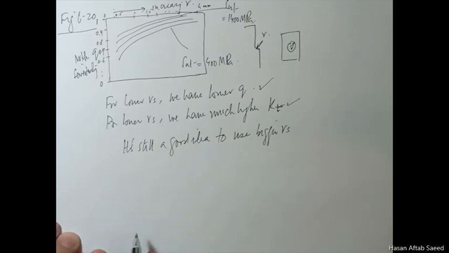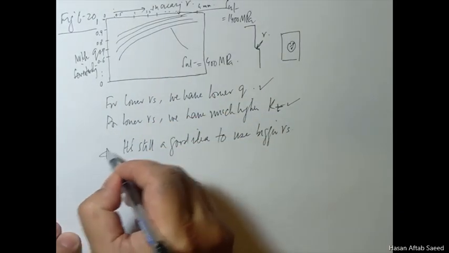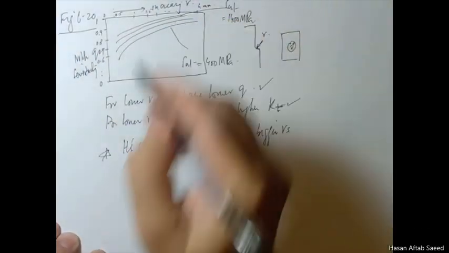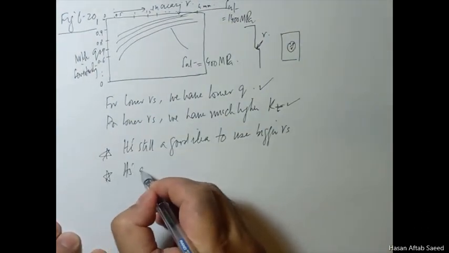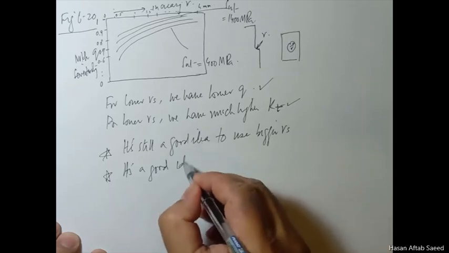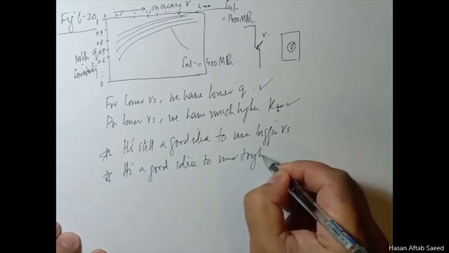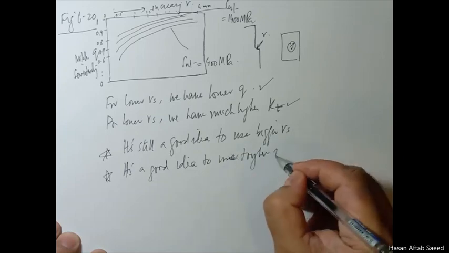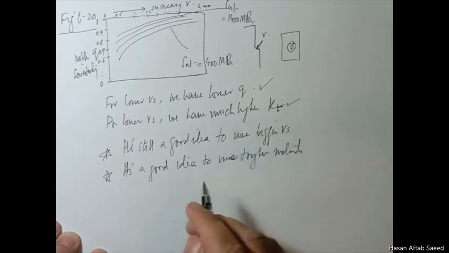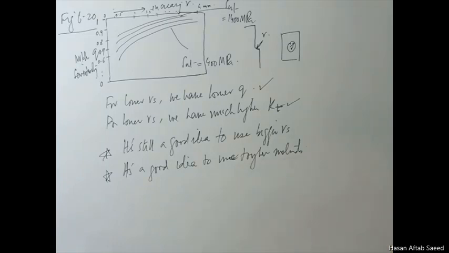And the second lesson from this chart is it's a good idea, and it's a very obvious one, to use tougher materials. And this also is a very obvious one. So maybe this one is slightly difficult to understand, but this is very obvious.